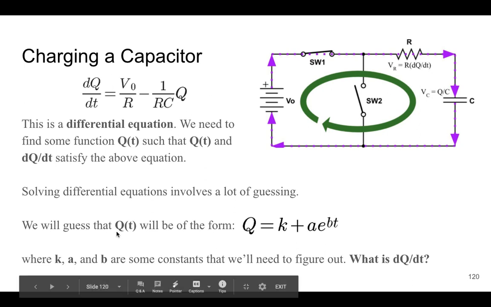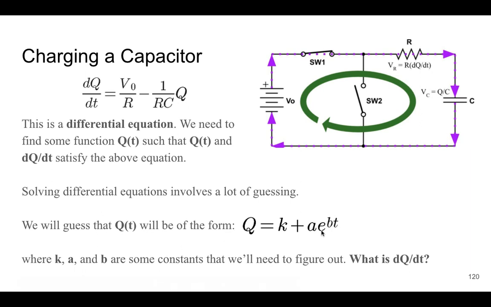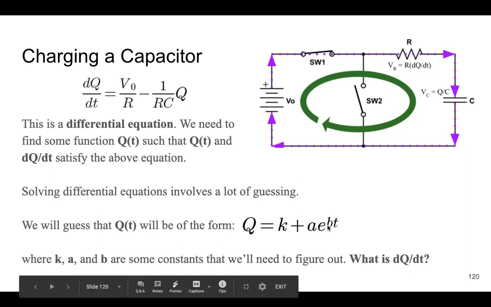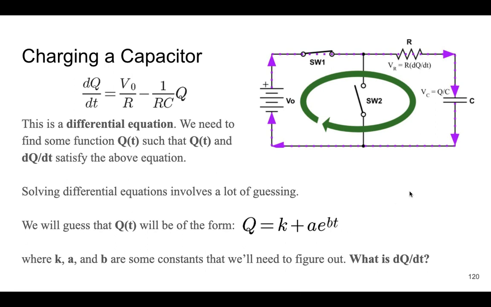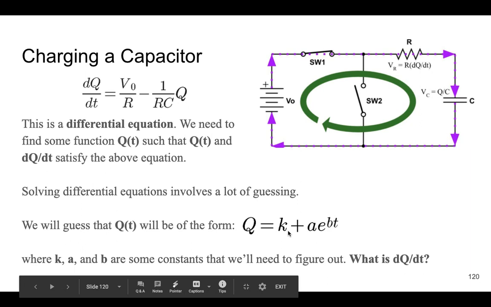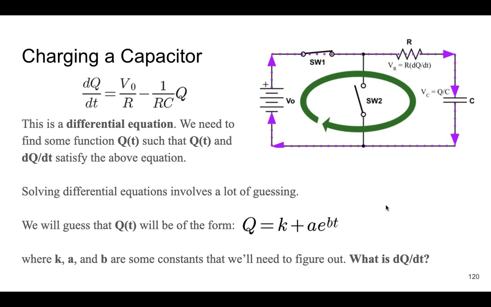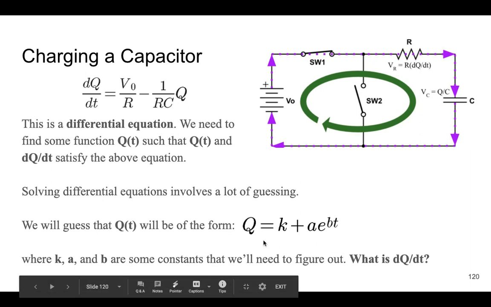So we're going to guess that q of t has this form. q equals some constant k plus some constant a times e, Euler's number, raised to the b, some constant, times t power. I don't want to go into why this is the right kind of guess to make. There are different rules for guessing what your function will be when you're trying to solve a differential equation. But yeah, you make a guess. So this is our guess, and it's got 3 unknown constants, k, a, and b, and we've got to figure them out. So first thing we do is we take the derivative of this.